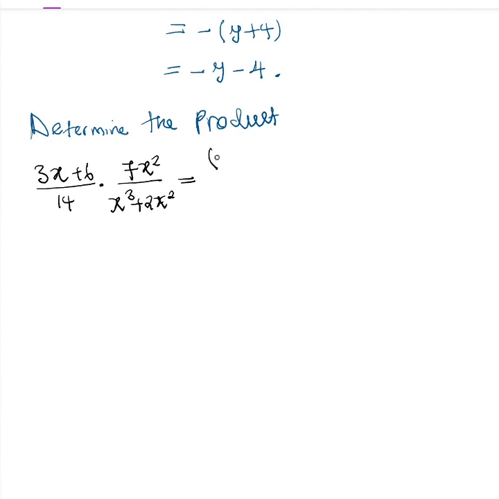First thing first, you could say this is just the same as 3x plus 6 multiplied by 7x squared over 14 multiplied by 3 plus 2x squared. You don't need all these parentheses, but it's okay. That is the first step. So I just combine the fractions by multiplying.